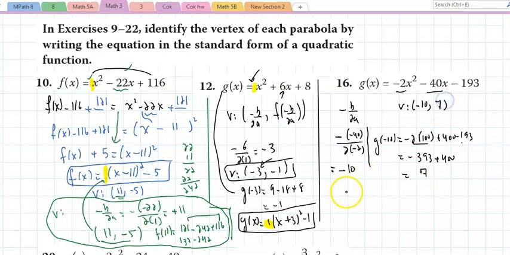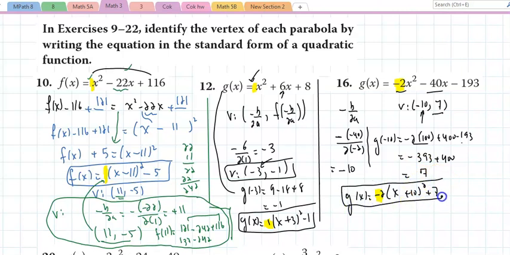So if I know the vertex is 7, I could write g of x as, again, we're going to copy this value down, and that's going to be a negative 2, x, the opposite of that, plus 7. And there's the standard form of a parabola.